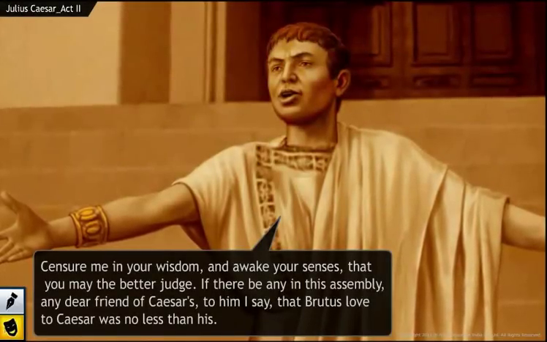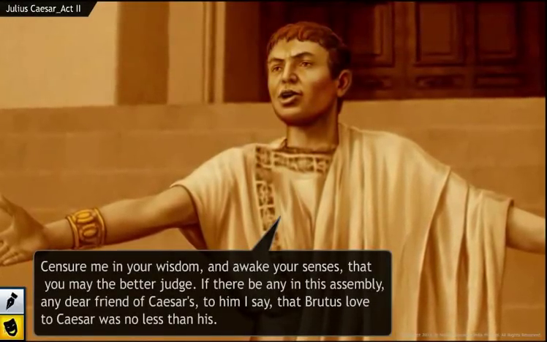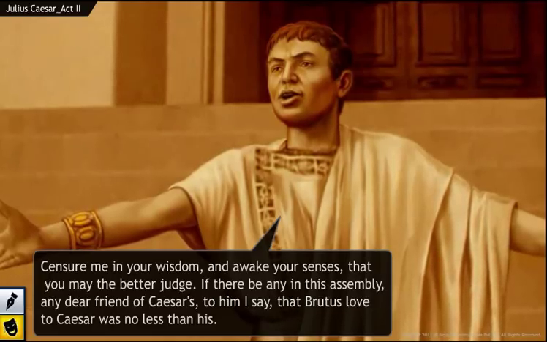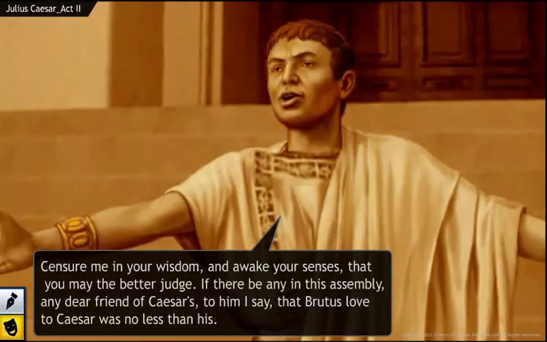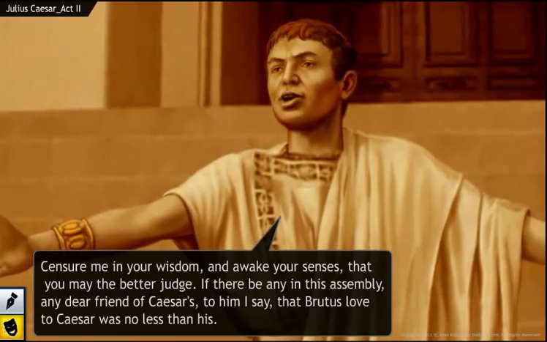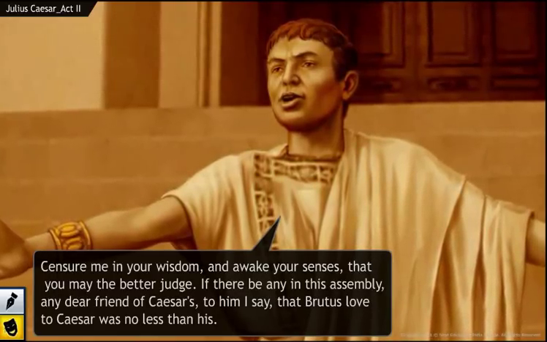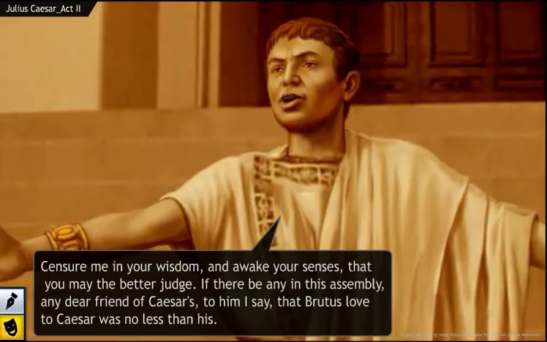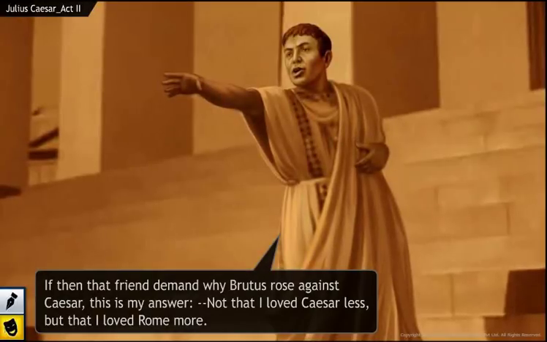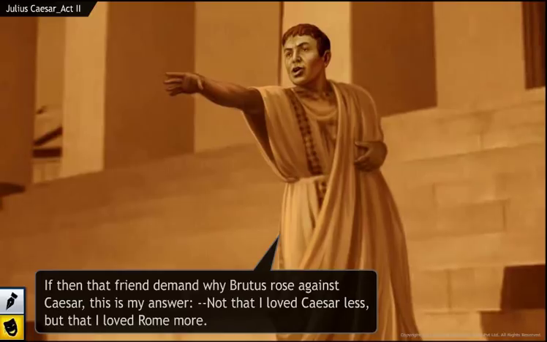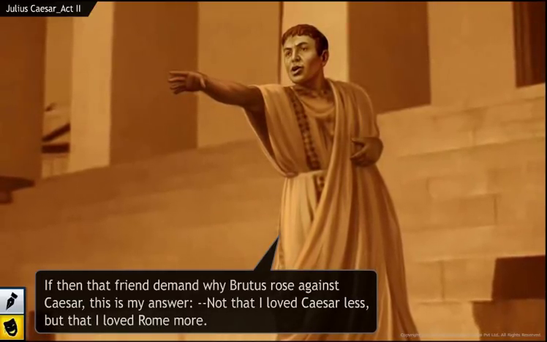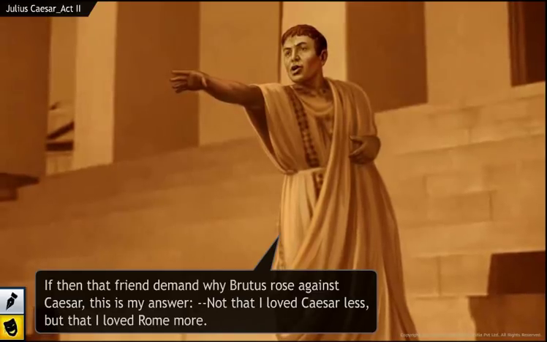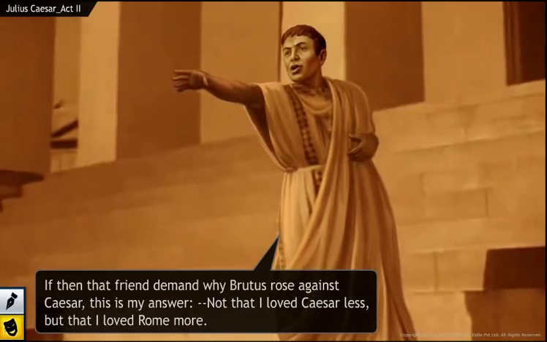Use your wisdom to judge me, and pay attention so that you can be a better judge. If there is anyone in this crowd who's a dear friend of Caesar, to him I can say that Brutus loved Caesar not less than him. If still that friend of Caesar demands why Brutus rose against Caesar, here is my answer. It was not as if I loved Caesar less, but I loved Rome more.